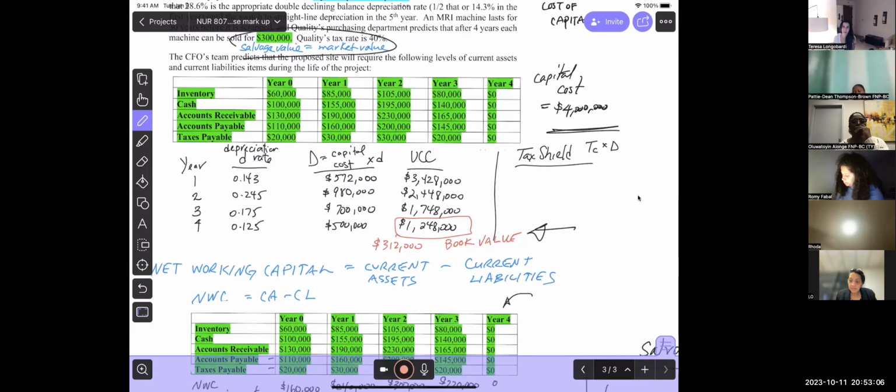So each year, we're going to save a bunch of money. If you make this calculation, in the first year, you're going to save $228,800. In the second year, you're going to save $392,000. In the third year, it's going to be $280,000. And in the final year, you're going to save $200,000.